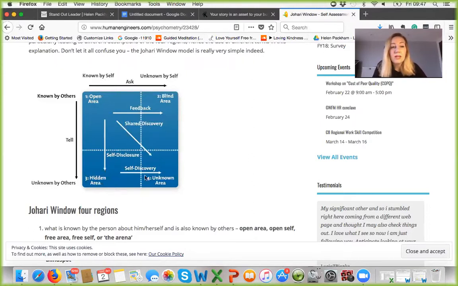And then the last quadrant is unknown by us and unknown by others. Now, this is an area where we don't know what we don't know, but there could be things in here, for example, potential strengths that we don't know we have, things that we haven't encountered yet that will bring out those strengths. Possible challenges or faults or derailers that we don't know exist and other people don't know exist. And the aim here again is to reduce the size of this, to increase through self-discovery and through feedback and through shared discovery, so that we are increasing the size of this open area. I hope that makes sense.